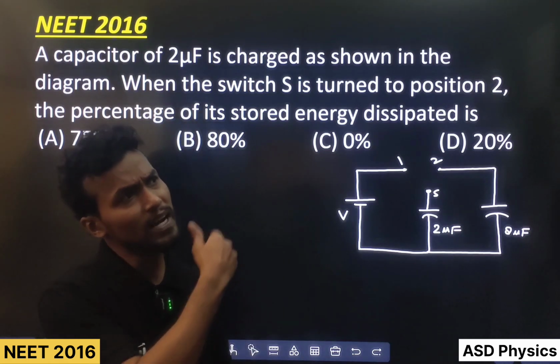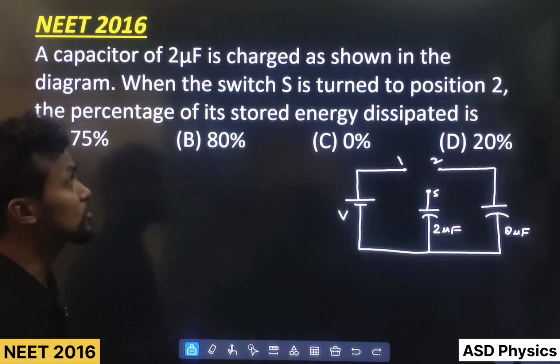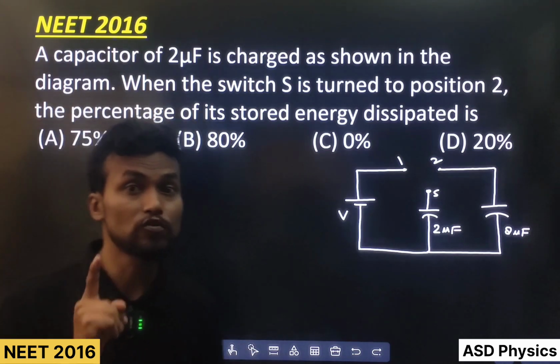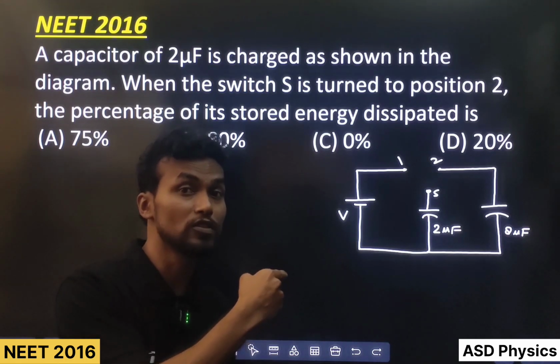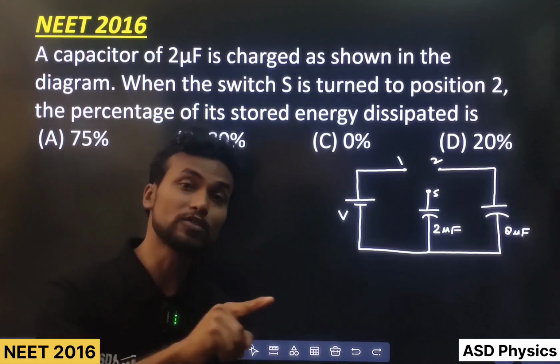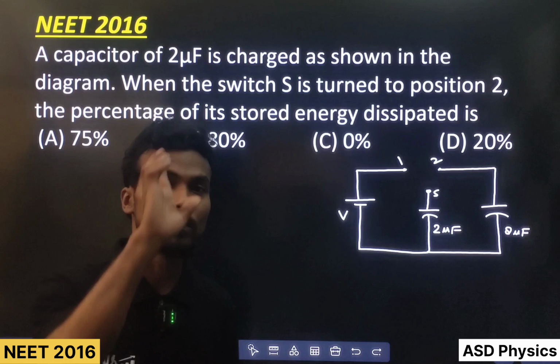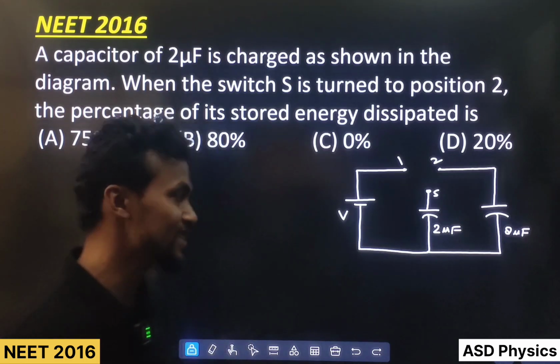And after that we are going to see one more question, NEET 2019, and that question you have to do as a home task. This question you have to learn, a very important concept. Okay students, so let's start the video.